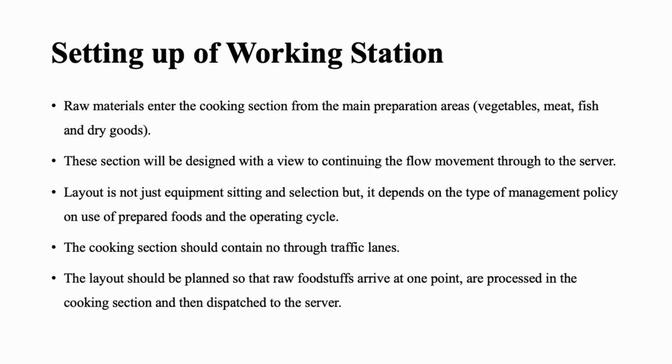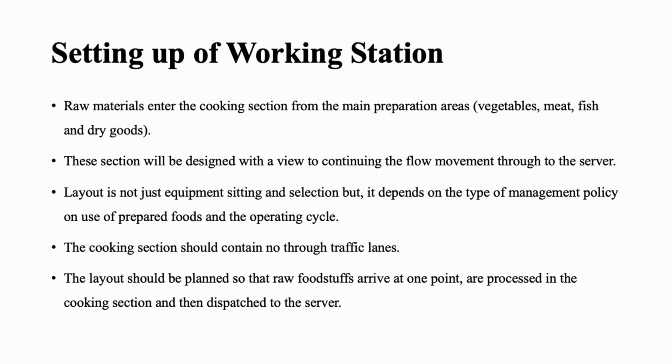Let's start the second part of the kitchen layout and planning audio note. We'll start with setting up the working stations first. Raw materials enter the cooking sections from the main preparation areas, like vegetables, meat, fish, and dry goods. These sections will be designed with a view to continue the flow of movement through to the server.